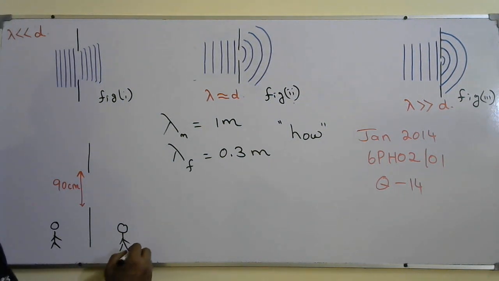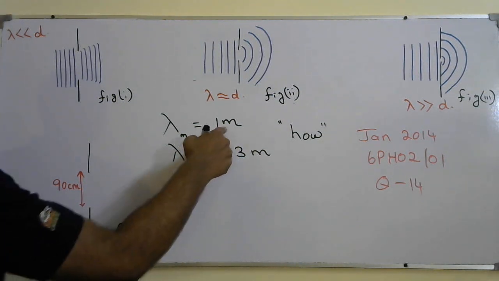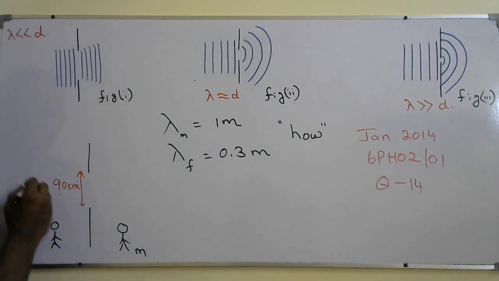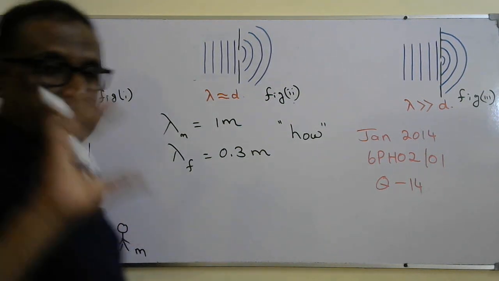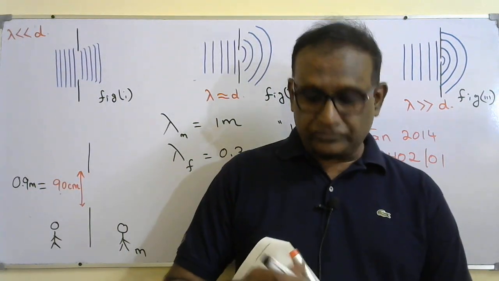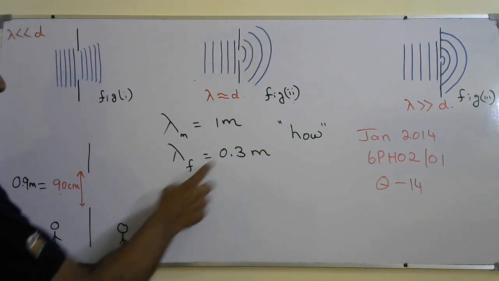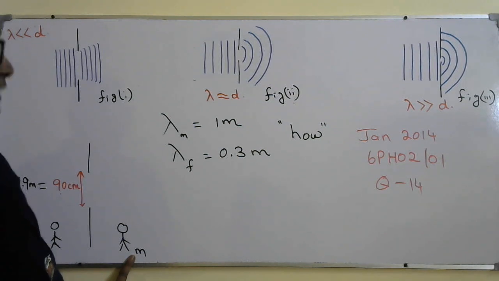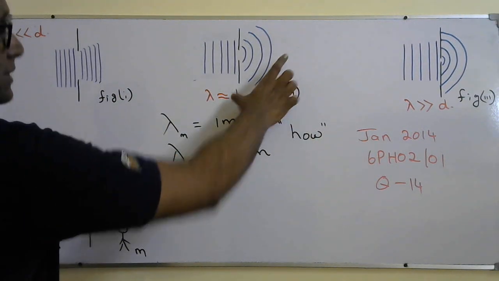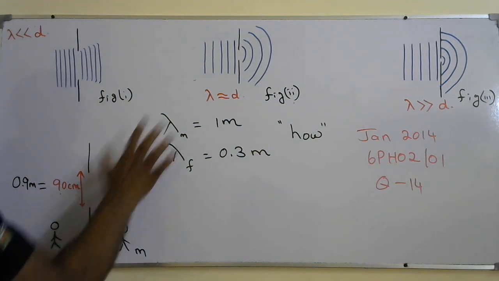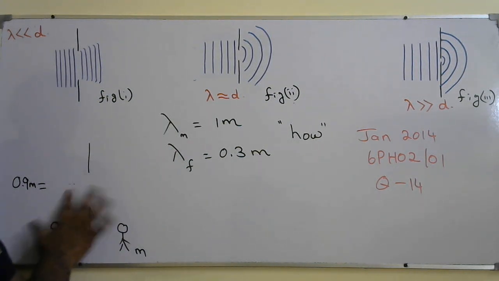So if this is a male, then the wavelength will be equal to 1 meter. The 1 meter is almost equal to 90 centimeters. So 90 centimeter means 0.9 meter. So the wavelength is almost equal to size of the door width or size of the slit. Okay, width of the slit is almost equal to wavelength if this is a male. Which diagram is applicable? The second diagram is applicable. So the male voice, when it passes through the doorway, it will have a significant diffraction.